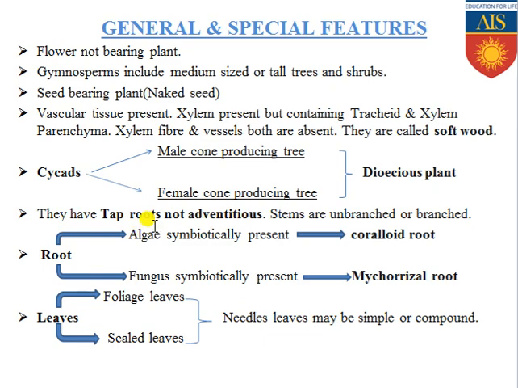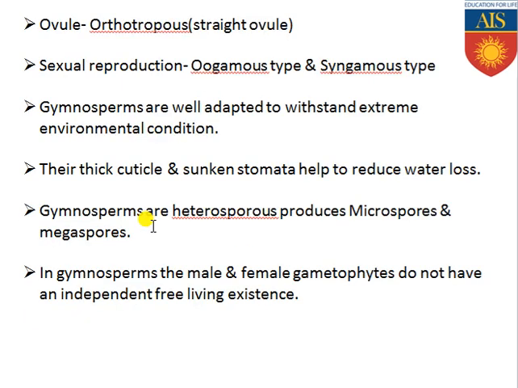We are moving to the next slide. There are also some features given. Exclusively, if you see their ovule, that is an orthotropous ovule. That means, as we all know, the micropylar end of the ovule will be facing upward. That is commonly called a straight ovule. Sexual reproduction is oogamous and syngamous, both kinds happen.